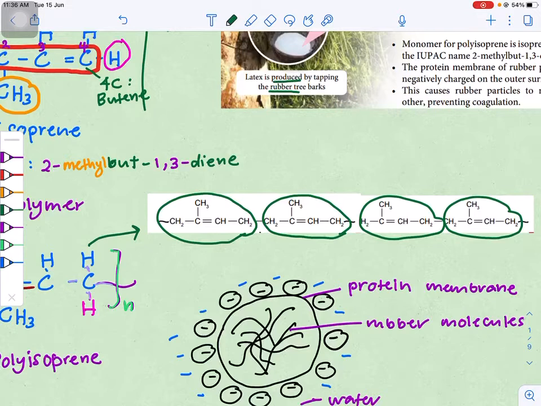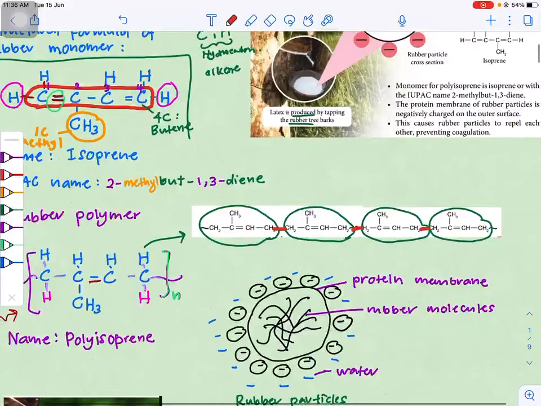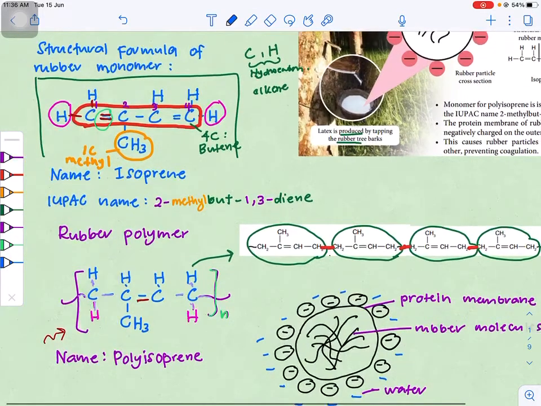They try to combine, so they connect to each other. This is the connection between them. They connect, okay, and then they form a polymer of the rubber molecule, natural rubber. Okay, so we settle about the drawing structural formula for the monomer and polymer of rubber.